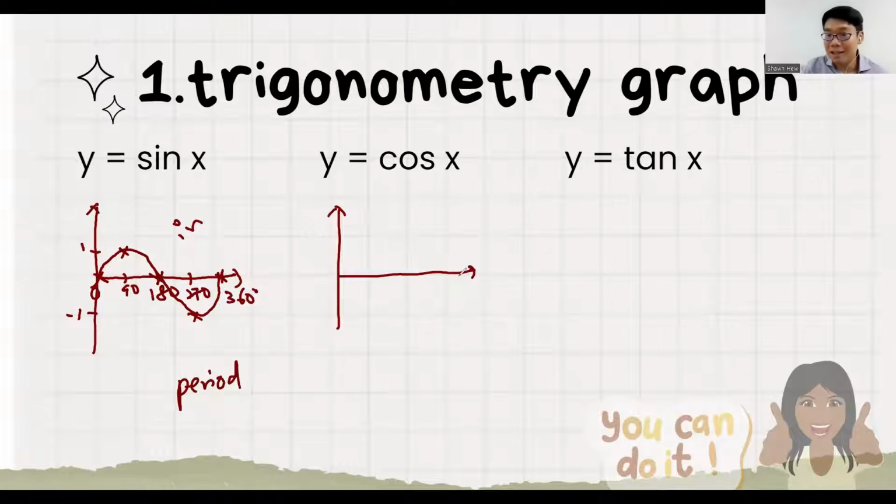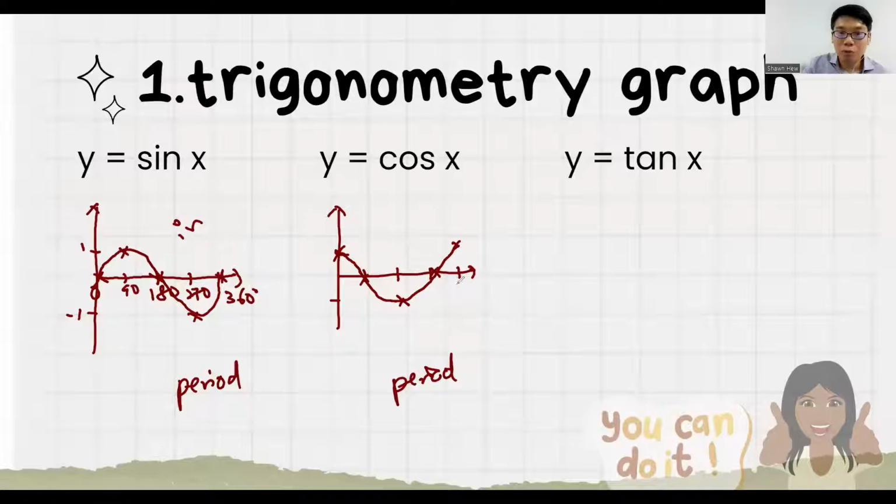Cos is also the same. Start from the x-axis. How many points do we mark first? 1, 2, 3, 4. And then on the y-axis we have 1, 2. We draw a C. 1, 2, 3, 4, 5. The period is also 360 degrees.